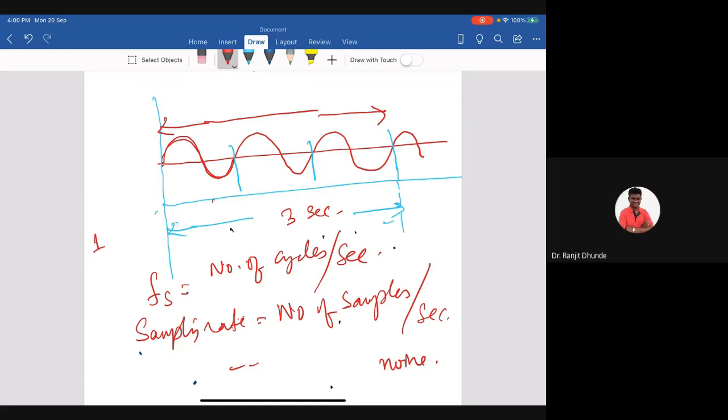2 pi by 3, sir. Huh? 2 pi by 3. Okay. Any other answer? So 1 by 3 hertz. 1 by 3 hertz. Okay.